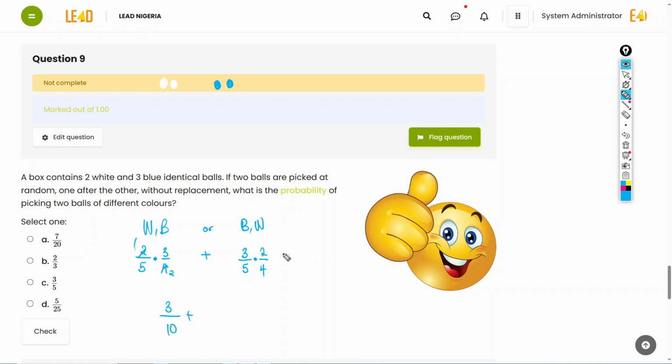Plus, yes, that's 3 out of 10. Here 1, here 2, we end up with 3 out of 10 again, which kind of gives us 3 plus 3, that's 6 out of 20, which is 6 out of 10. 6 out of 10, which is 3 out of 5. All right, that's option C.